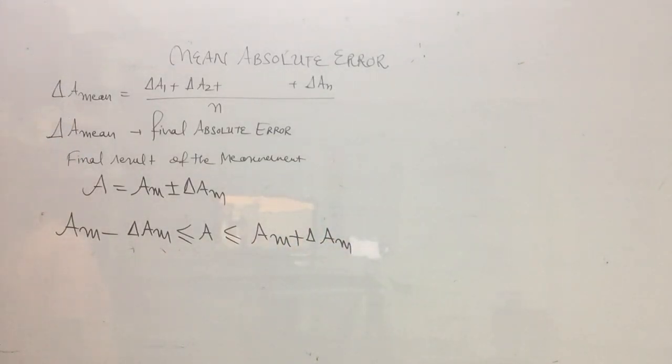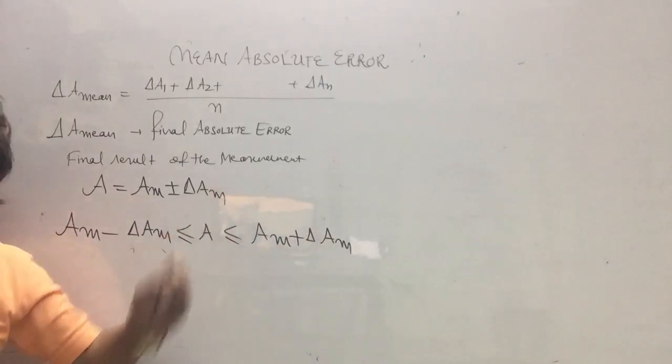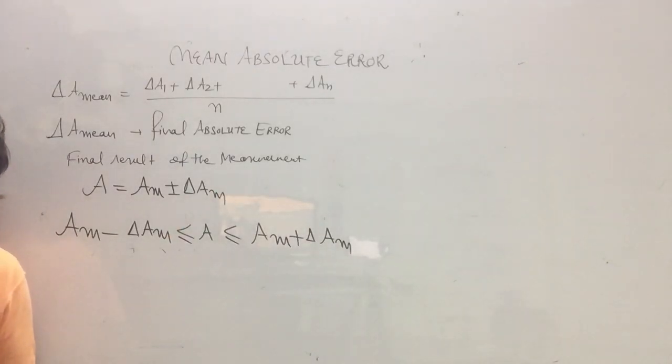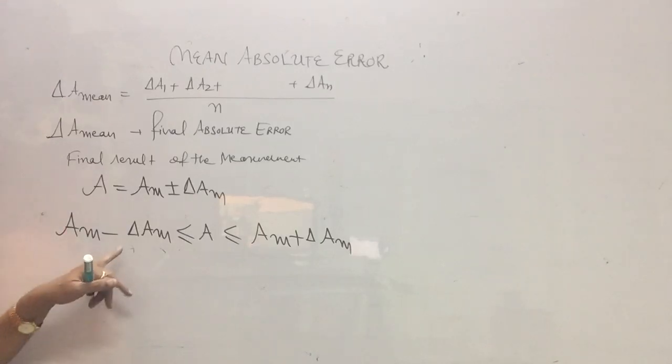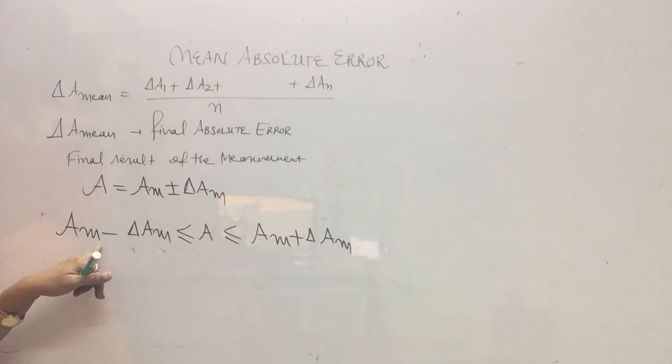So this shows that any single measurement of the quantity A will be either AM minus delta AM or AM plus delta AM. Suppose the error is negative, then it will get added, and if the error is positive, then it will get subtracted.